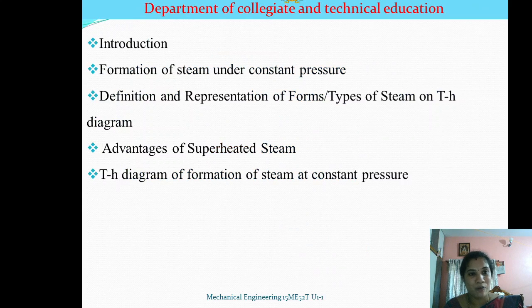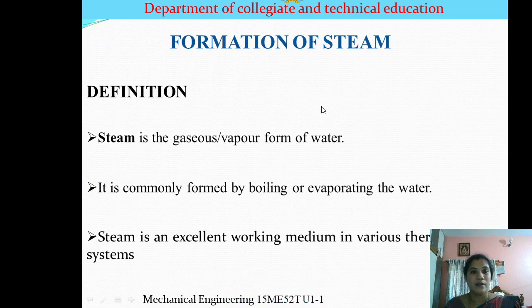These are the contents of my presentation, which includes the introduction part, the various processes that are involved in the steam formation and their definitions, the advantages of superheated steam, and lastly we are going to cover the TH diagram. These are the contents that will be covered in this particular session. Let's begin with the first one, that is formation of steam.